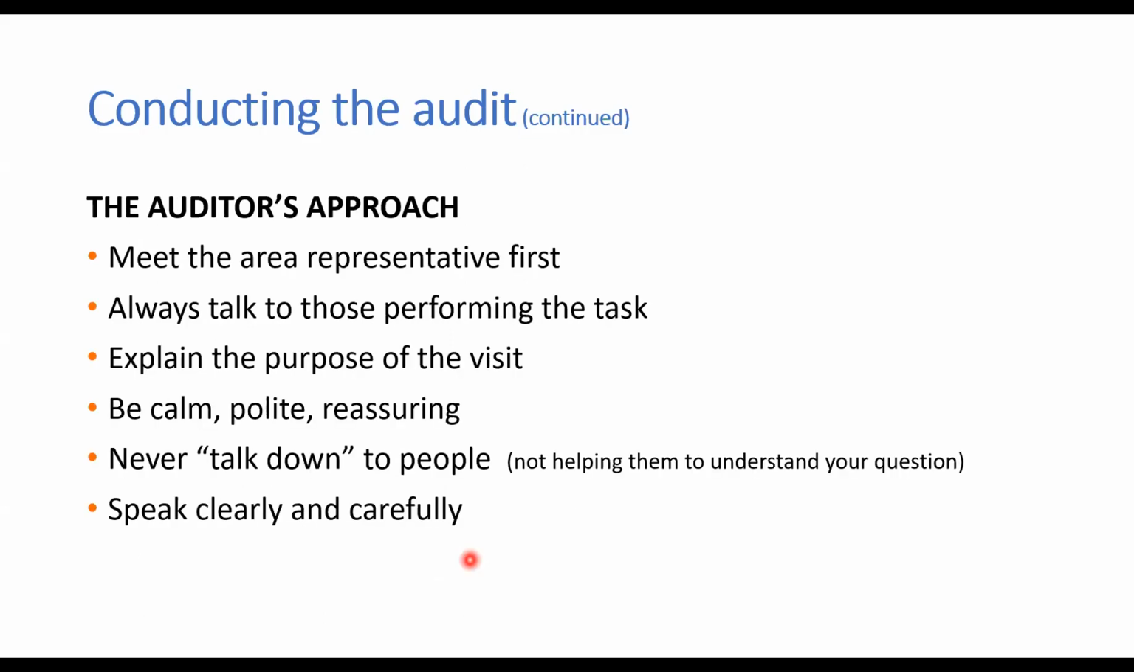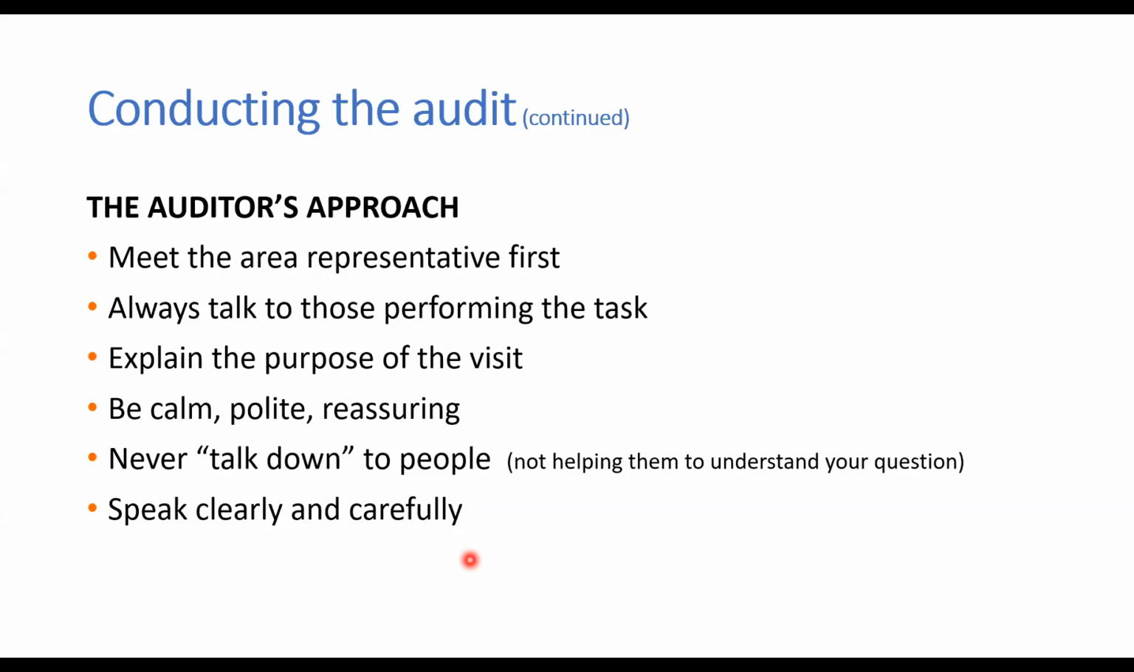Auditor's approach. The first thing when you are going to perform the audit after the opening meeting is to meet the area representative first, give him a good regards, give him a good smile. Don't treat him like you are his boss or you are a police officer. Always talk to those who are performing the task.